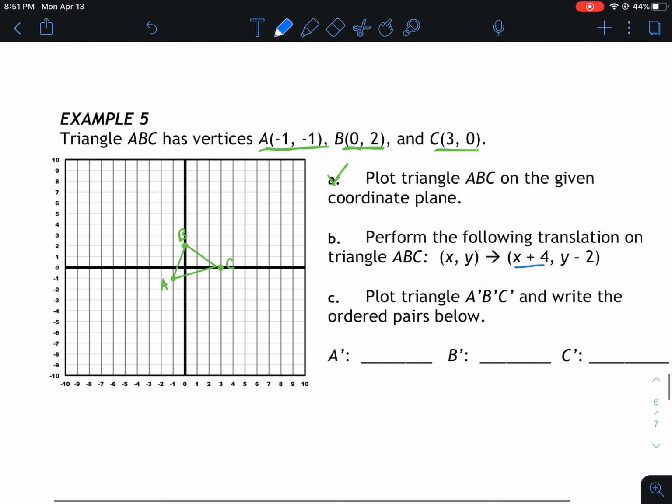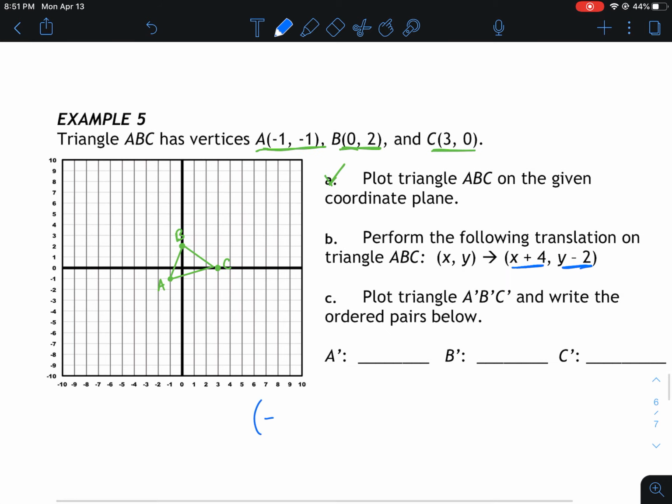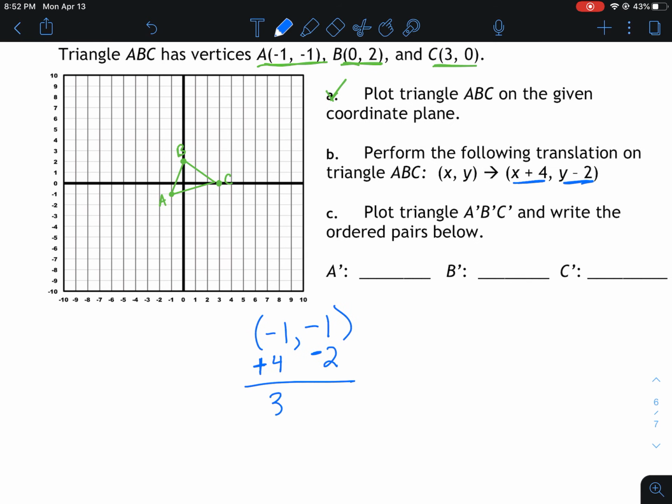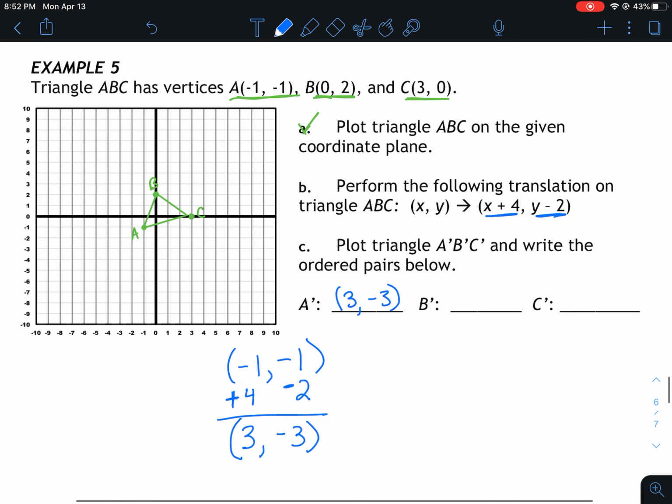Now we are going to add 4 to our x and subtract 2 from our y. So what we literally could do is take our A ordered pair of -1, -1, and we could add 4 to the x and subtract 2, which would give us 3, -3. Okay, so we know our ordered pair is 3, -3. The other thing that we could have done is taken our A value, and we know that we're adding 4, so that means up 4.